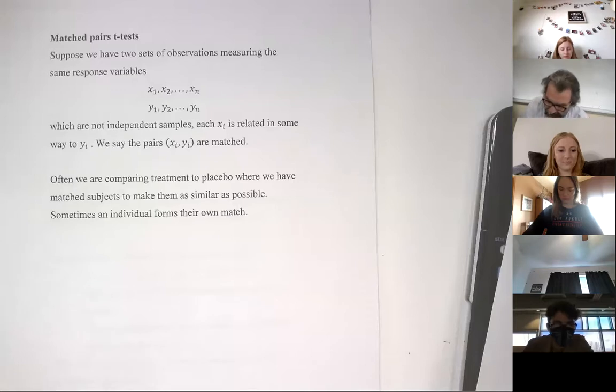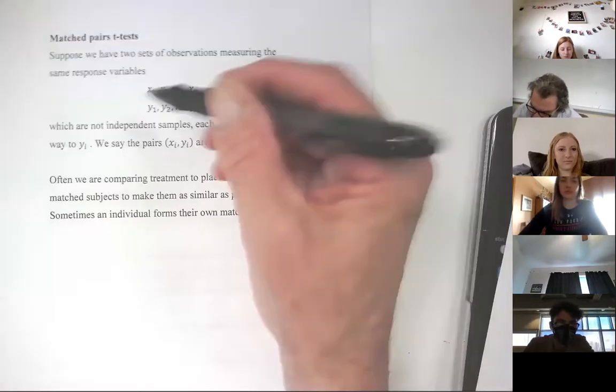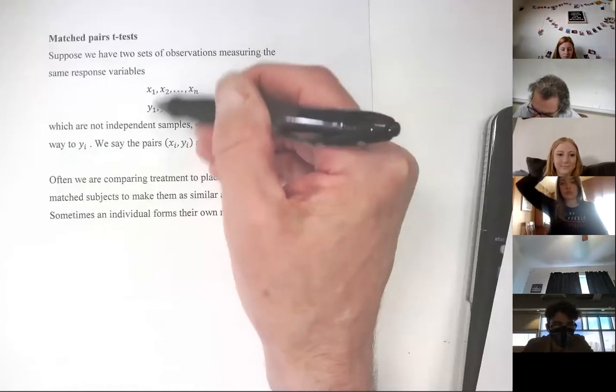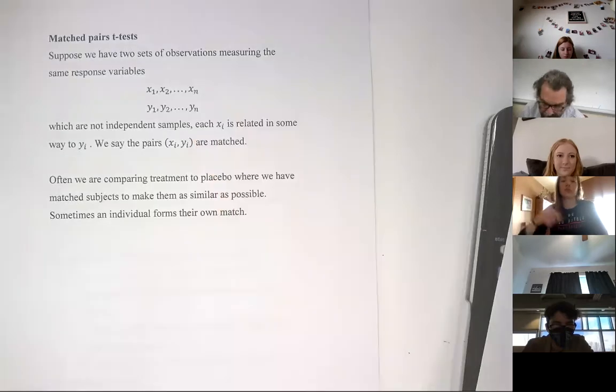And so what that does in theory is it makes these values dependent on the pair, but the difference then would be dependent on the treatment. That's the idea.